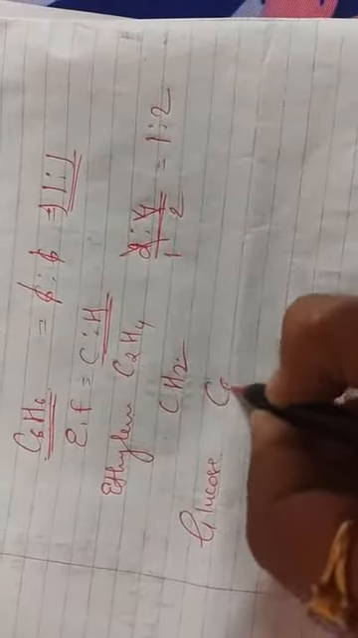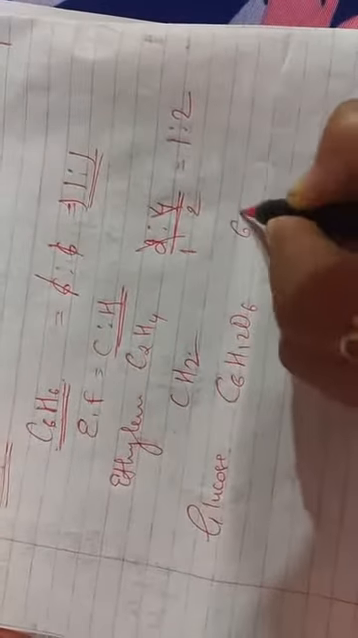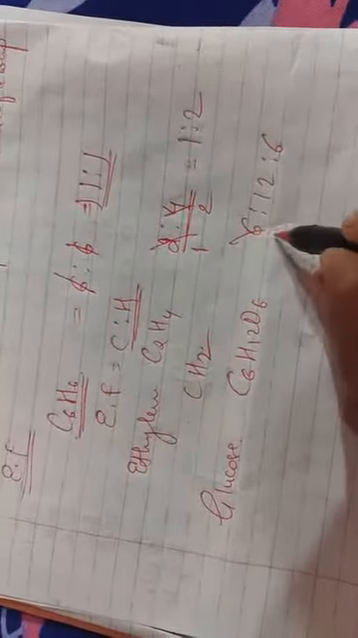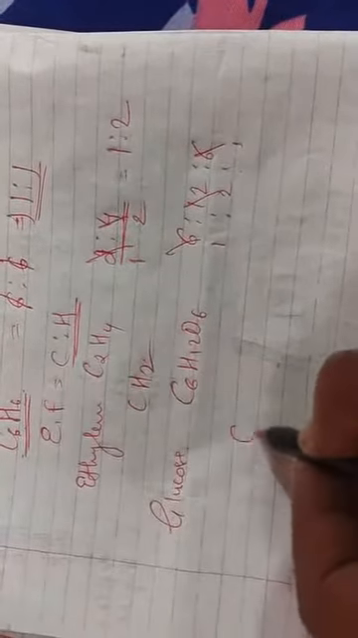The formula is C6H12O6. So the ratio is 6:12:6. So everything is divisible by 6. 6 ones, 6 twos, and 6 ones. So your empirical formula will be CH2O.